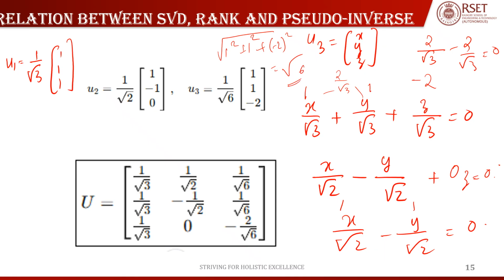Okay, just divide by 1 by root 6. So you have u3, we have u1, u2 and u3. In order to get some vectors orthogonal, we'll just multiply the corresponding entries, okay, and then add them and equate them to 0.